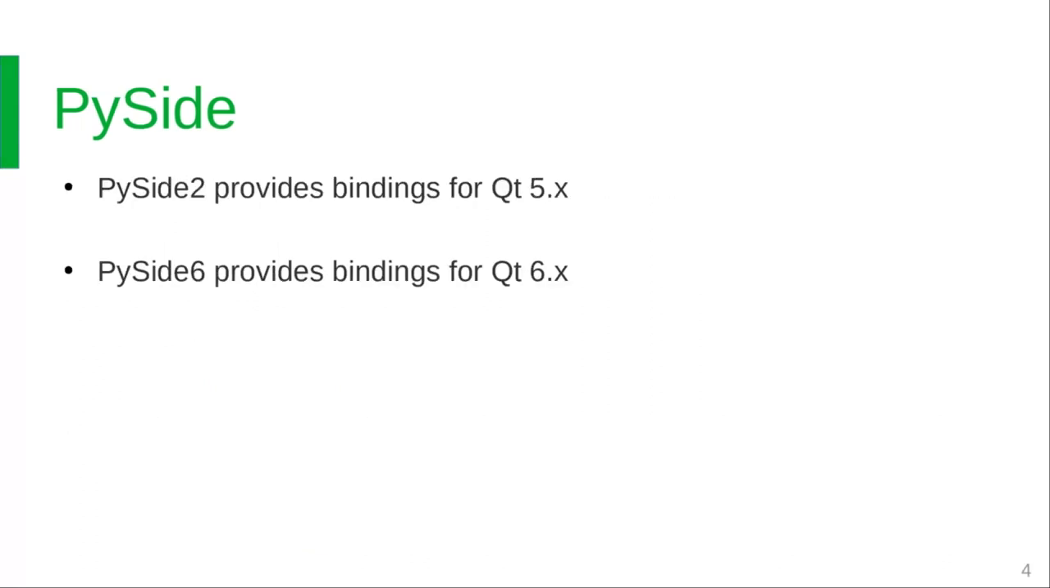As of now, PySide is available in two versions. One is PySide2 and the other one is PySide6. PySide2 provides bindings for Qt 5.x and PySide6 provides bindings for Qt 6.x.